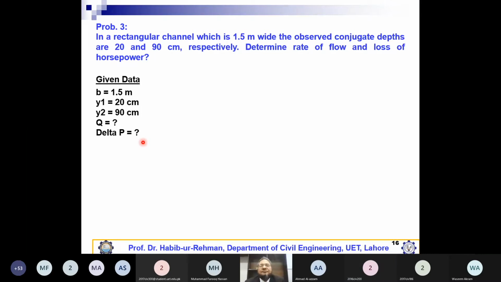Now we have to compute delta P. This is equal to gamma Q delta E. What is the value of gamma for water? 9810 newtons per cubic meter. Six eight five zero watts. Yes, good. 6850 watts. But he is saying that compute this loss of horsepower. It means in which units he is desirous to get the loss of power? In horsepower. So we have watts, so divided by 746 would be horsepower. So what is the value? 9.18 horsepower. So this is the answer.